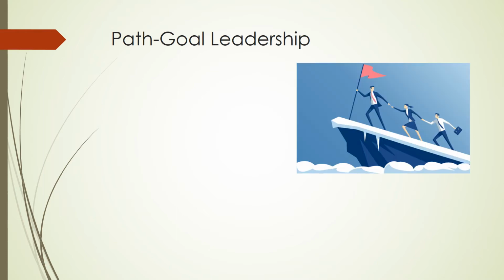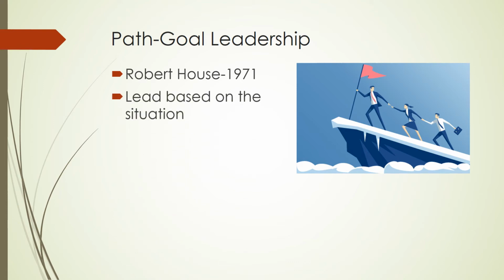In 1971, Robert House developed the path goal leadership theory, based on an earlier version authored by M.G. Evans. It is defined as a leadership style where a leader decides how to lead based on the situation to get not only the best performance out of followers, but also results in job satisfaction for followers.